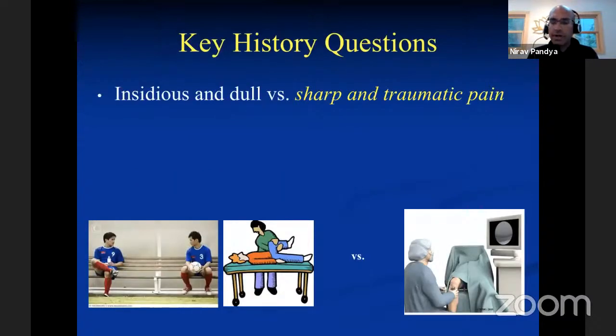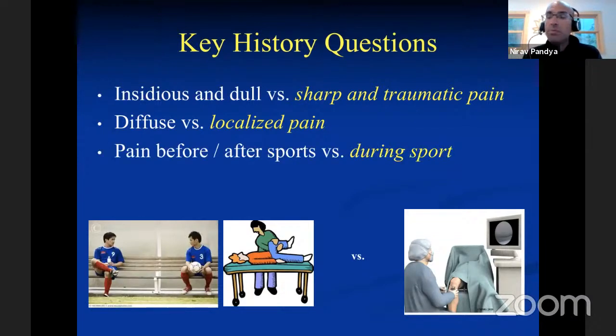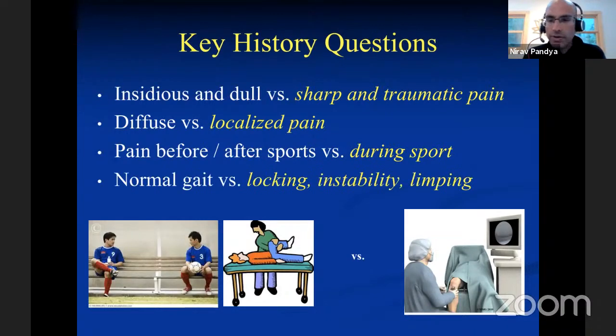So the key history questions that I like to use to differentiate an overuse injury from an acute injury start with the type of pain they may have. If they have insidious and dull pain, I get more concerned about an overuse injury, versus sharp and traumatic pain, which is more concerning for acute. Diffuse pain is usually more consistent with an overuse injury versus localized pain, although there can be some exceptions with specific pathologies. But in general, global overuse will give more diffuse pain. Pain before and after sports can be a sign of overuse versus during the sport. And a normal gait is very typical with overuse injuries versus locking, instability, or limp, which is more of your acute traumatic injury. I think this is important so you can counsel parents as to cut down sports.